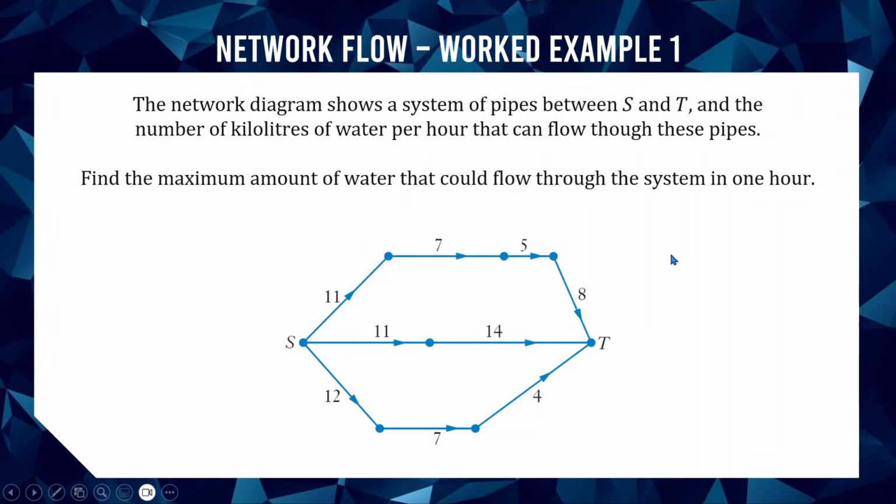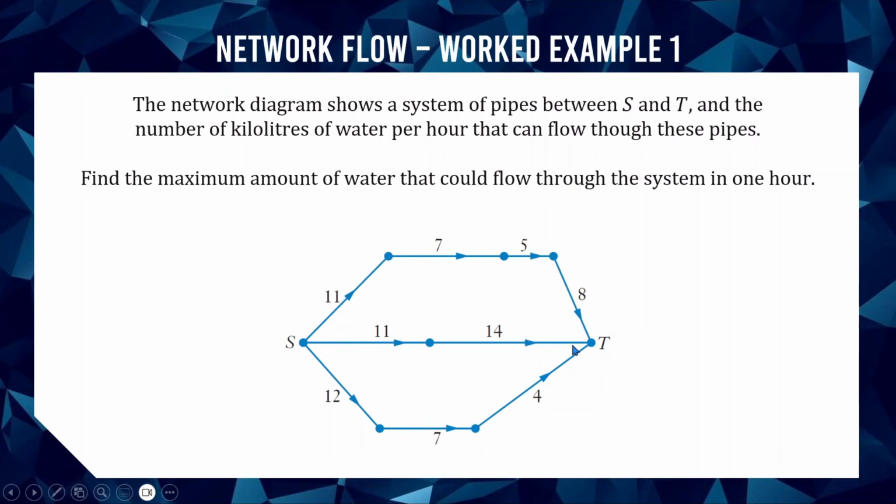Okay, let's do a flow question. We have a series of pipes from a source S to a sink T, and the pipes are labeled with how many kilolitres of water per hour we can fit through that pipe. So this one down here is a massive pipe. It can fit 14 kilolitres of water. This one up here is a little one. It can only fit 5. We're going to analyze how much water we can get from S to T in 1 hour.